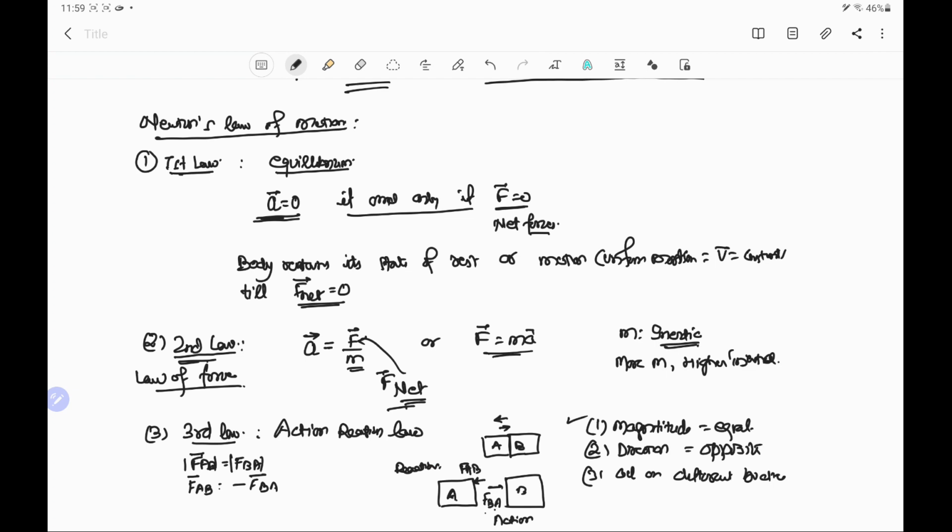In this way, the first law is for the equilibrium of forces: acceleration is 0 if and only if the net force is 0. Second is the law of force, which gives acceleration equal to force by mass. And third is the action-reaction law, which states that two bodies in contact apply an action on the second body by the first, and a reaction on the first body by the second. In this, magnitudes will be equal, directions of these action and reaction will be opposite, and they will act on different bodies.